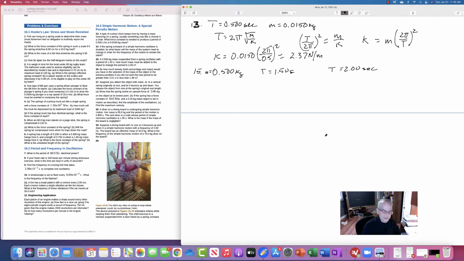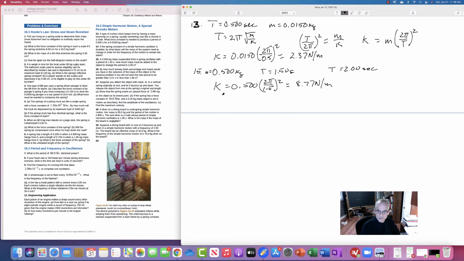Now there's a couple ways you can do this. The way I did this originally is I plugged these numbers into this equation again because the manipulation is the same and got the spring constant, and then put the new period that I wanted in and figured out the new mass. So this is one way you can do it. You know that k is going to be equal to the mass, 0.500, times 2 pi over the period, which is 1.5 seconds, squared. And if you calculate this k, you get 8.77 newtons per meter.